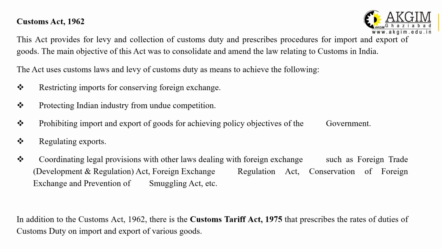In addition to the Customs Act 1962, there is the Customs Tariff Act. The Customs Tariff Act basically deals with the HSN code and the rate of duties. Thus, it prescribes the rate of customs duty on import and export of various goods. That means if you are in the export-import business, you have to refer to the Customs Tariff Act to see the codification of your particular product and the rate of duty applied on your product.